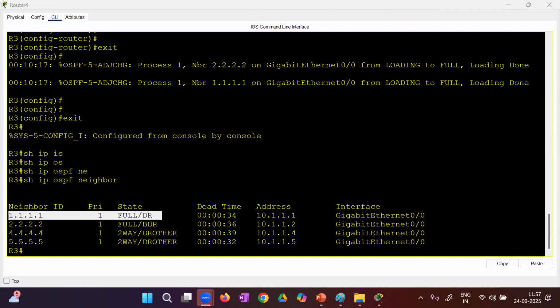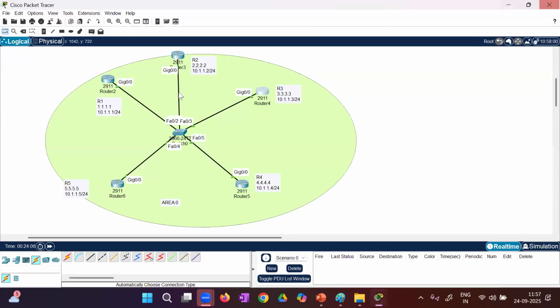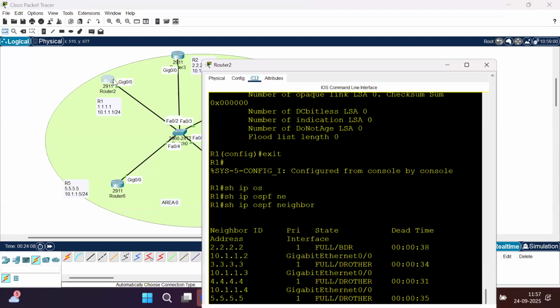Okay, the router ID should be considered. Among these five routers, the fifth router has the highest router ID, that is 5.5.5.5, and it should be the DR router. But here it is not happening. So in OSPF, one thing you have to do is clear ip ospf process.